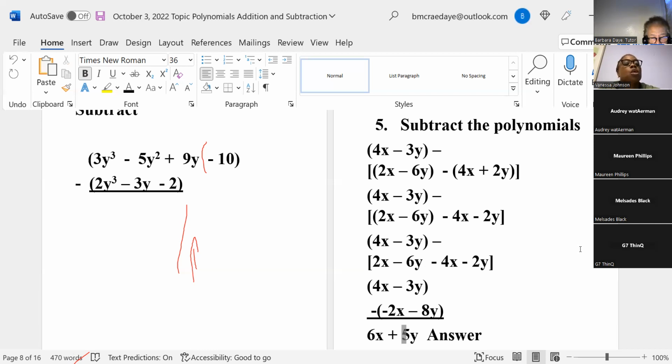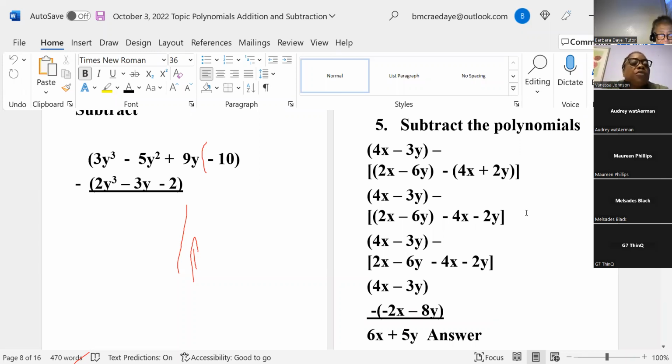Questions? Is this one confusing? Okay, tell me where you didn't follow. From the beginning? From where you started to change. Okay, so let's go back up here. 4x minus 3y in parentheses, minus bracketed 2x minus 6y in parentheses, minus 4x plus 2y in parentheses. And what did I say first? Apply your parentheses right here. Just make that minus, minus plus, minus.